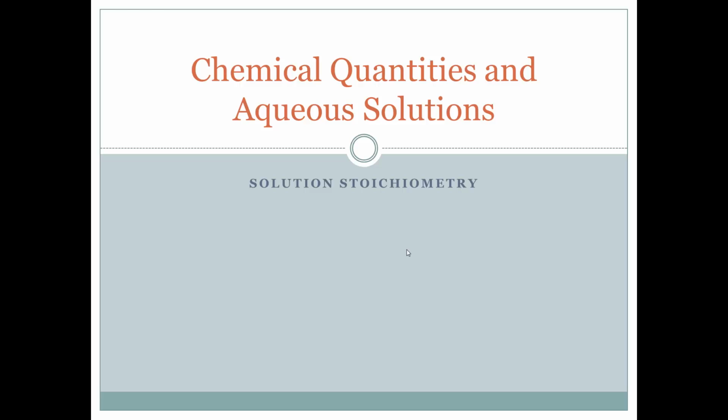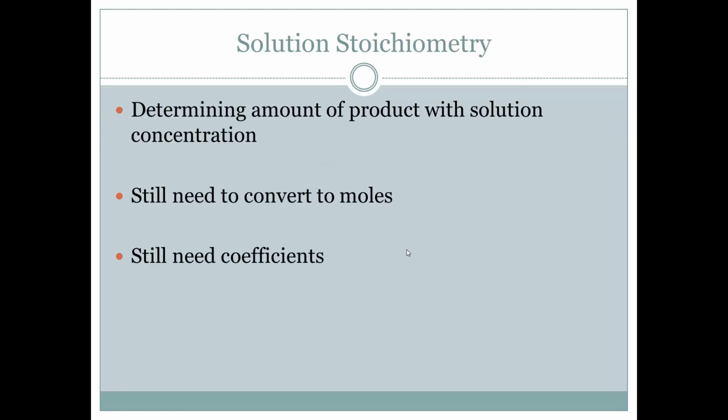In this tutorial, we will be discussing solution stoichiometry. In solution stoichiometry, we determine the amount of the product with the solution concentration. So we're using the information that we learned about molarity and relating it to the chemical equation. We still need to convert it to moles, because remember, those coefficients, the numbers in front of the compounds in chemical reactions, always relate to moles.